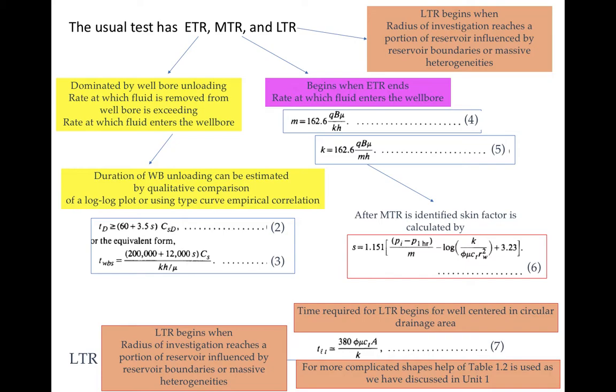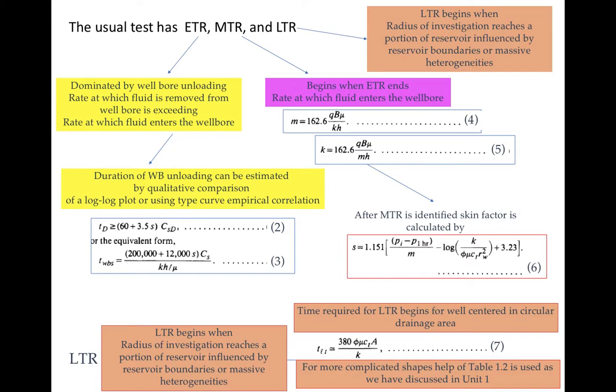So most of the time this early time data is not useful and it will distort your middle time region. It will not allow the middle time region to reach as fast as possible. So the objective is always that we want the rate at the surface and the wellbore to be equal, right? Now, duration of wellbore unloading can be estimated qualitatively by log-log plot and using the type curve empirical correlations.